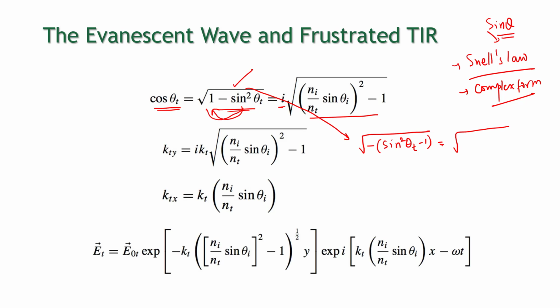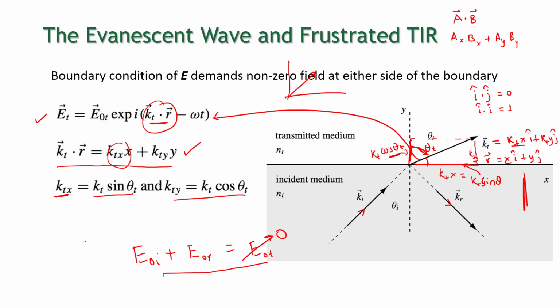If I take this out, I get i here, and then this sine square theta, using Snell's law, I can write this as n_i over n_t sine theta i. Just using Snell's law. That's Snell's law, and then minus 1, which is what we have here. Okay. So once we have that, now let's use this expression. So we have this expression. This one.